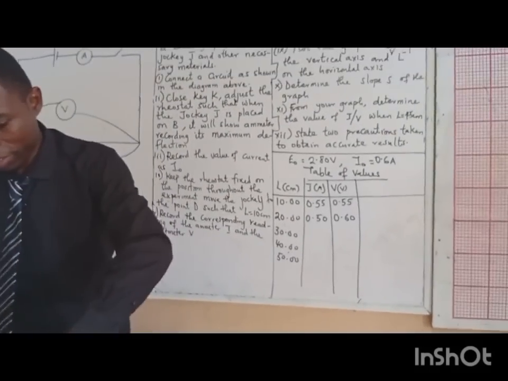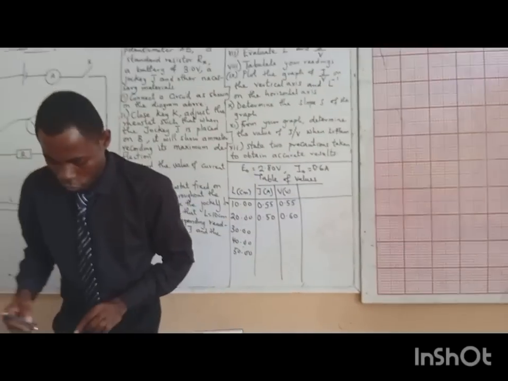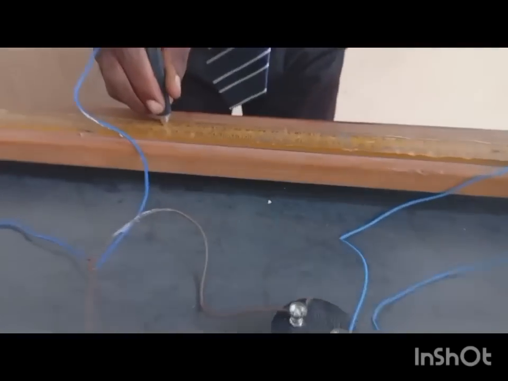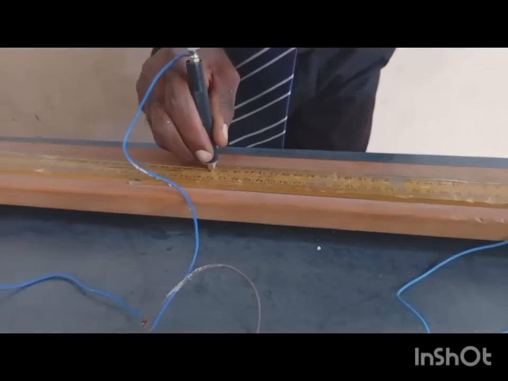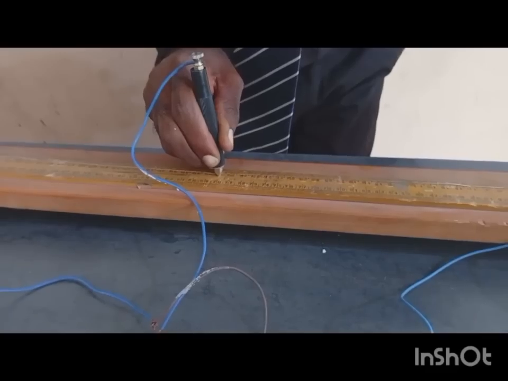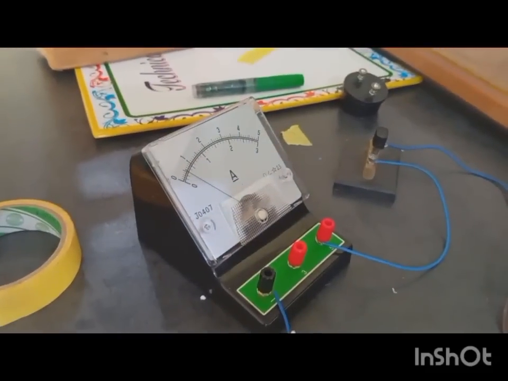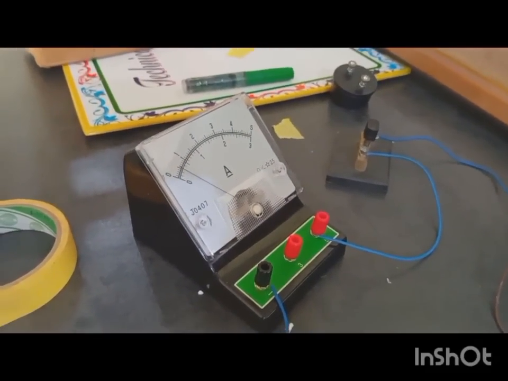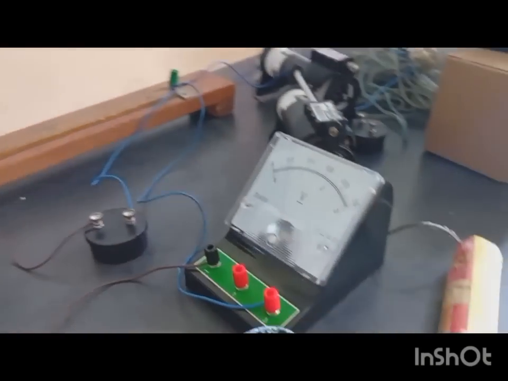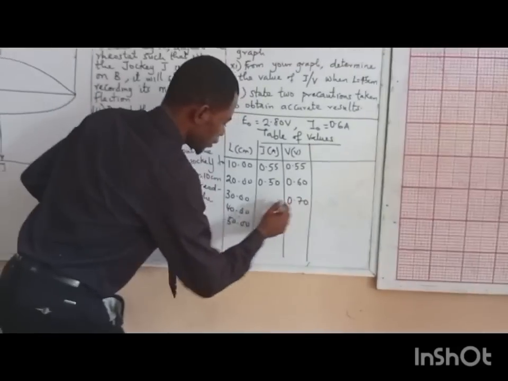I'm rushing so that the video will not be too long. Camera, move closer. I'm measuring my 30 now. You can see movement. I can see 0.7 at my voltmeter. Wow, this thing is very interesting. It's like my ammeter is dropping while my voltmeter is increasing: 0.7, and 0.4.